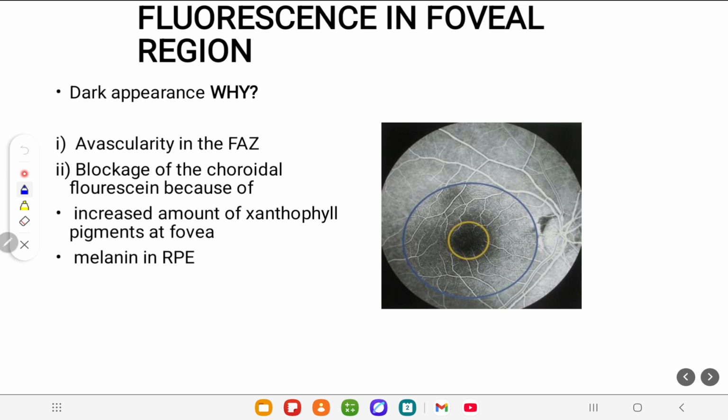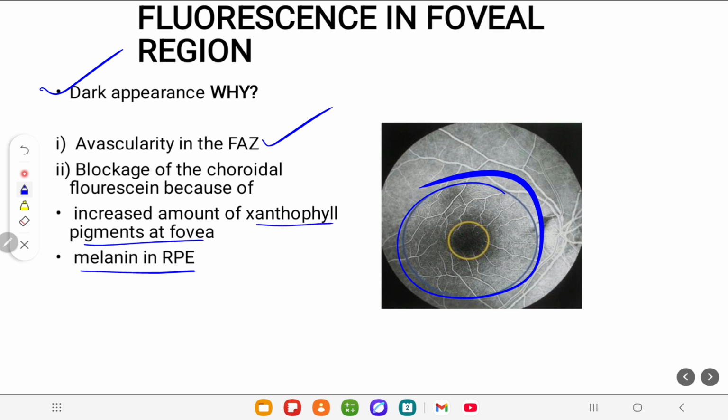So let's come to the point, the fluorescence in the foveal region. Basically, the foveal region looks like this, isn't it? A little bit darker. Why is the dark appearance there? First, avascularity, definitely the foveal avascular zone. If there are no vessels, then there is no fluorescence. And there is blockage of choroidal fluorescence because of an increased amount of xanthophyll pigment and melanin in the RPE, isn't it? So basically, the foveal zone is a highly pigmented zone.